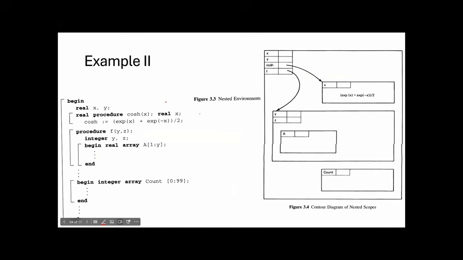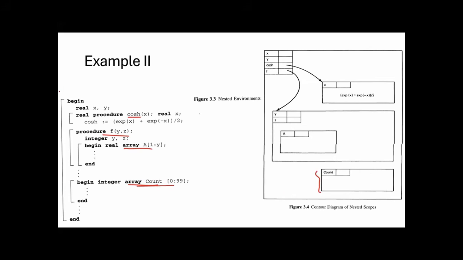So we just have one more example here with more nested environments. So we have here the blocks being more defined so you can actually see them. So we have the begin and end of the outermost one. We have the procedure here, cosh here. We have another procedure, F right here, with its own begin and end, defining an array. We have a second one here with an array being defined with another block, begin and end. So the array count here, we are referring to this block.